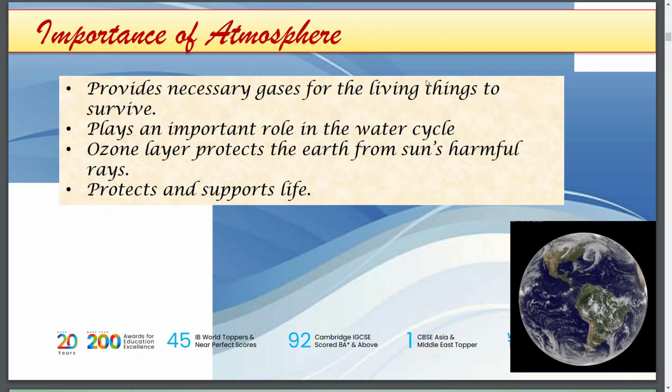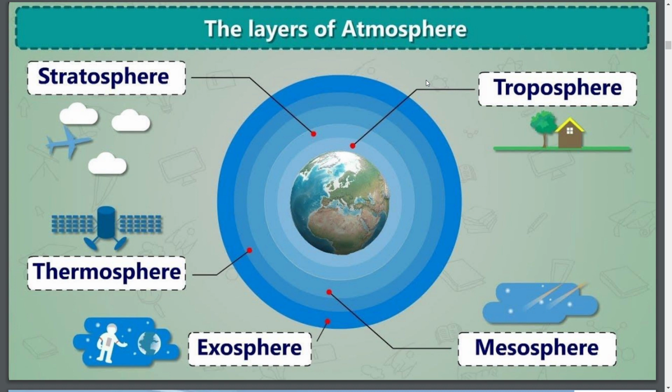The importance of the atmosphere: it provides the necessary gases for living things to survive. It plays an important role in the water cycle. The ozone layer protects the earth from the sun's harmful rays and supports life. So the layers of the atmosphere are, as I told, troposphere, stratosphere, mesosphere, thermosphere, and exosphere.